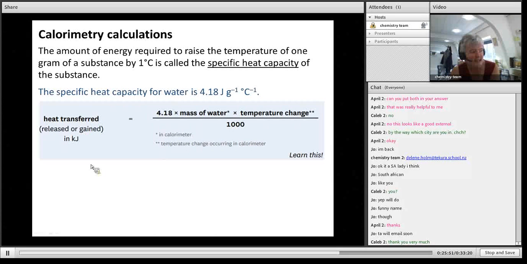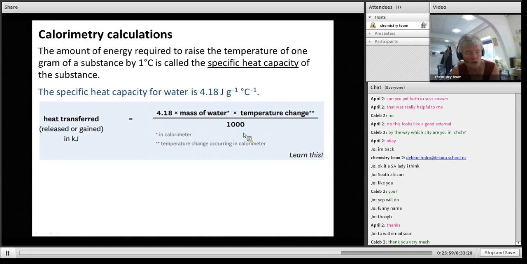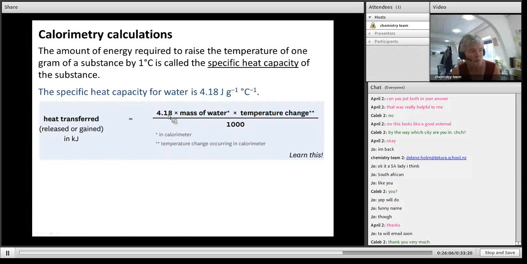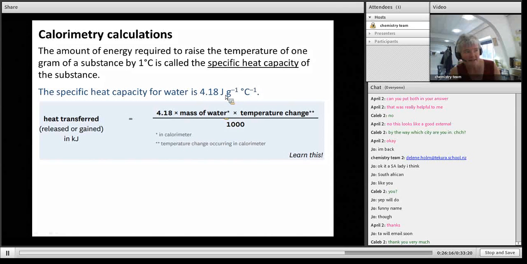So the energy that's been lost or gained is in kilojoules, and that's the reason why we're dividing by 1,000, because we're changing from joules to kilojoules. So there's 4.18, which is joules per gram per degree centigrade. Then the mass of the water, which is absorbing that energy, is in grams, so that cancels out the per gram over there. And the temperature change is in degrees centigrade, so that cancels out the per degree centigrade over there.